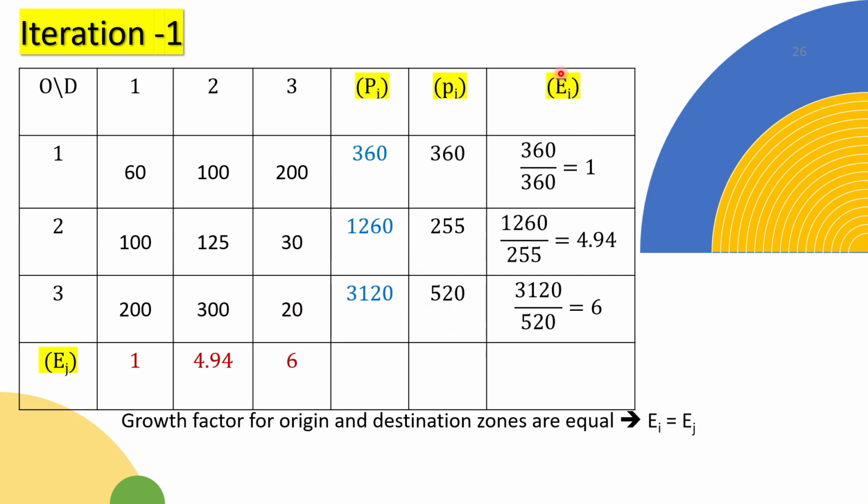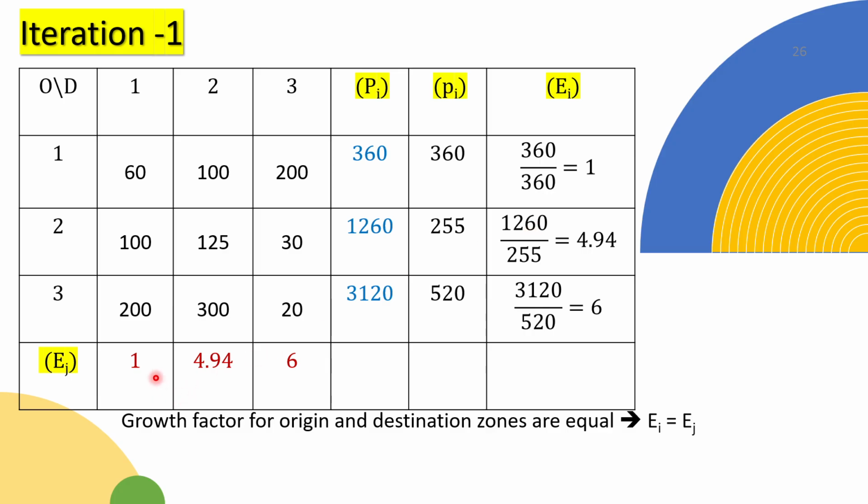Now you can calculate the growth factor by dividing the future trip by the present trip. So here it is 1. Here it is 1260 by 255, which is 4.94. And here it's 3125 by 520, which is 6. As per the question, the growth factors for origin and destination are equal. So we are just keeping all the growth factors the same for zones 1, 2, 3 in the destination also.